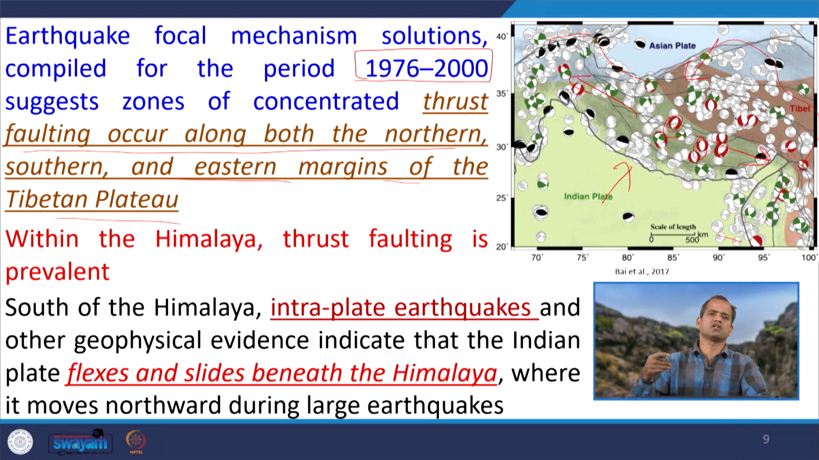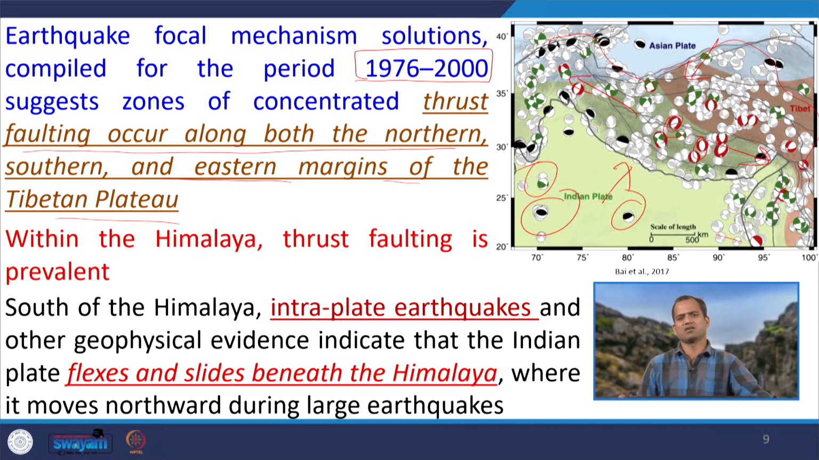So, we have prominent thrusts like the MBT, MCT, MFT. Most of these earthquakes in the Himalayas are of thrust fault origin, and south of these Himalayas we have intraplate earthquakes. Some of these earthquakes are related to the Son Narmada Tapti graben, some are related to the extension of the Aravalli ridge, and some of them are purely intraplate earthquakes like the Bhuj earthquake system.